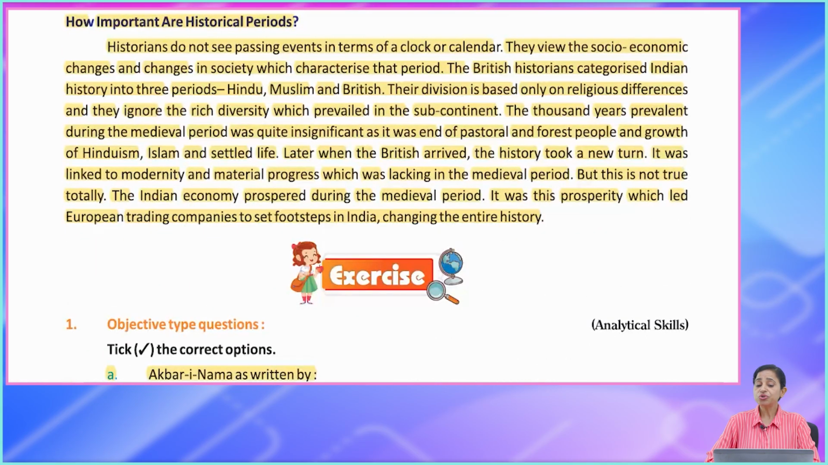They view the socio-economic changes and changes in society which characterize that period. वो उसी सोशियो इकोनॉमिक जो चेंजेस थे उसको उस सोसाइटी के पीरियड के अकॉर्डिंग ही उन्होंने डिफाइन किया. And the British historians categorized Indian history into 3 periods. One is Hindu, another is Muslim, and third one is British period.